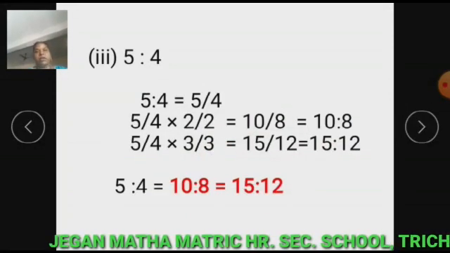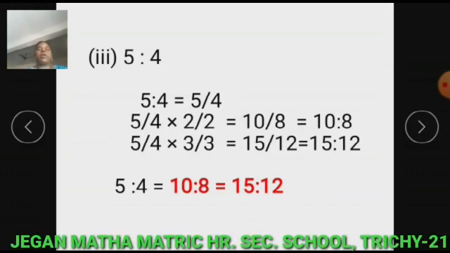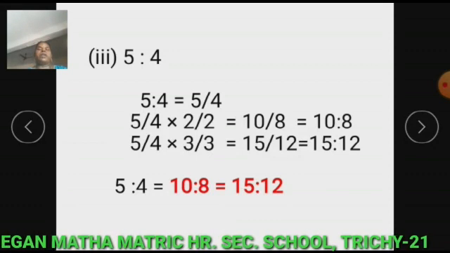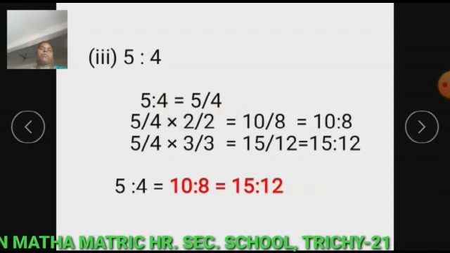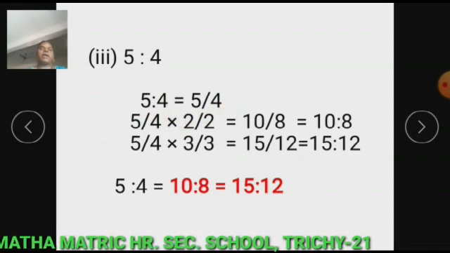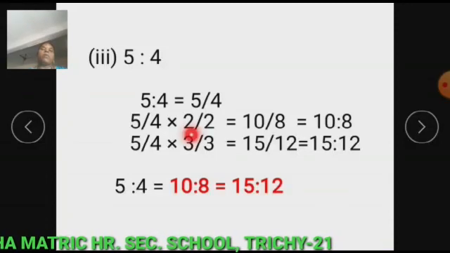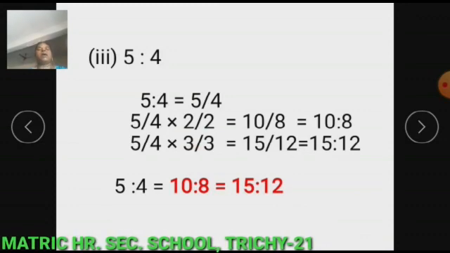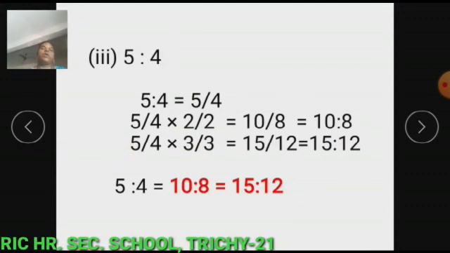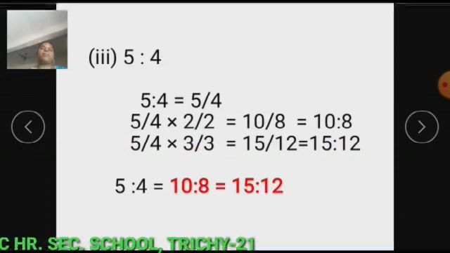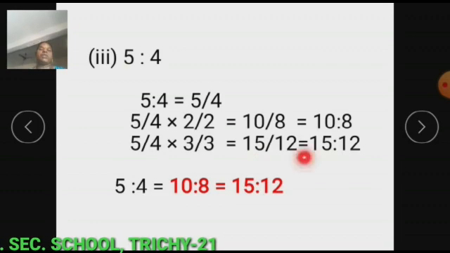Subdivision 3, 5:4. To find the equivalent ratios, first we write the given ratio in fraction form. 5:4 equal to 5/4. Then the fraction is multiplied by common number 2 and 3. We get the equivalent ratios. 5/4 is multiplied by 2/2 equal to 10/8. 5/4 is multiplied by 3/3 equal to 15/12.